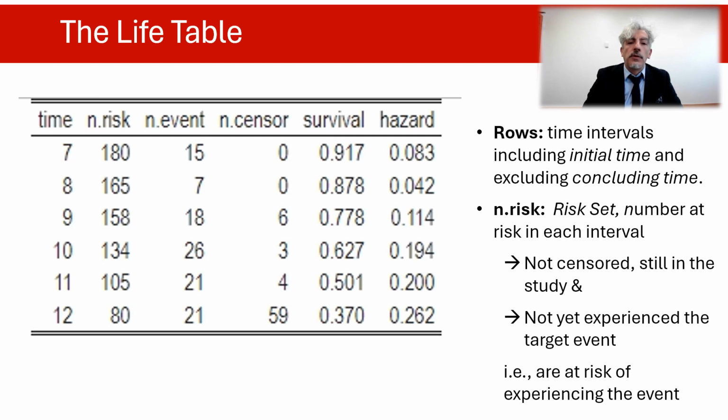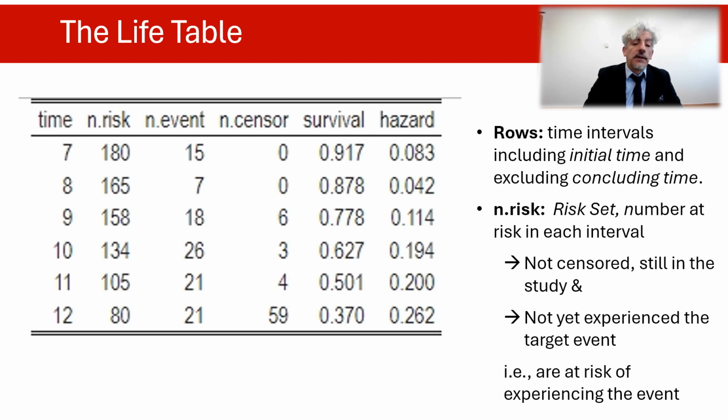So I'm going to introduce life tables because they provide the key summary statistics regarding event occurrence over time. In the rows of these tables, we have the time intervals, for example, grade 7 to 8, grade 8 to 9, and so on. It's important to notice that the intervals in the rows include the initial time of the interval. So when we consider year 7, that interval includes the start of year 7, but the intervals exclude the concluding time. So the interval for year 7 excludes the start of year 8.